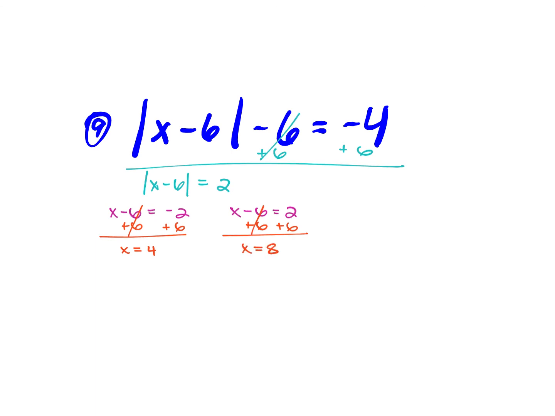If you check the 4, 4 minus 6 is negative 2. The absolute value of negative 2 is 2. 2 minus 6 is negative 4. That one works. If you try the 8, 8 minus 6 is 2. The absolute value of 2 is 2. 2 minus 6 is negative 4. That one works as well.